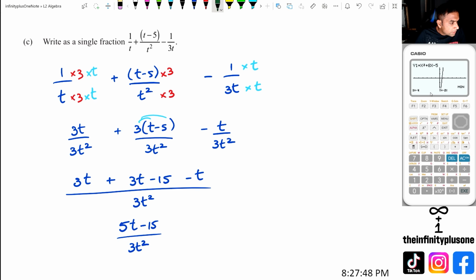So grades wise, you obtain the correct expression by putting two fractions over the same denominator and simplifying the numerator. Okay, so we've got to simplify the numerator and at least combine two fractions. So I'm guessing we're probably getting somewhere here for an achieved, and for a merit, for this question you need to get 5t minus 15 over 3t squared.